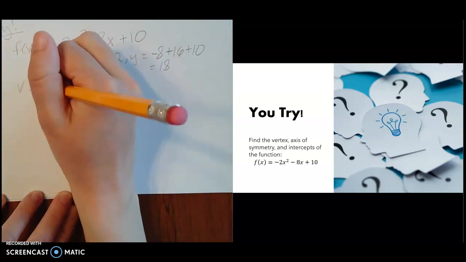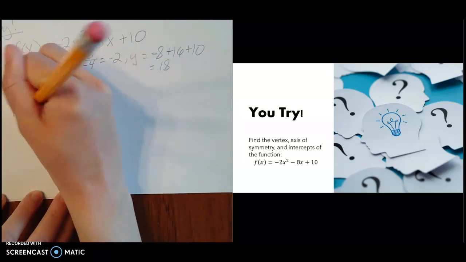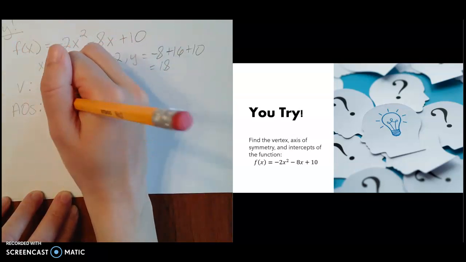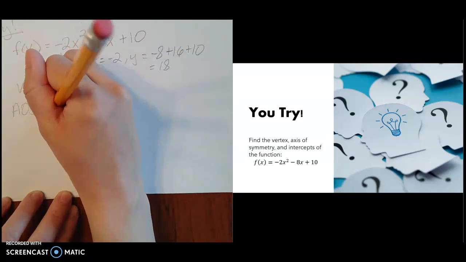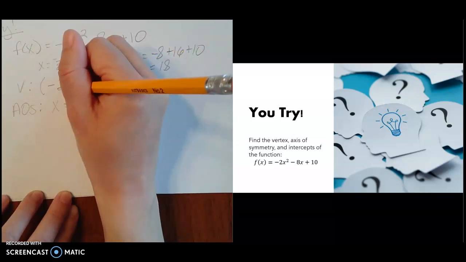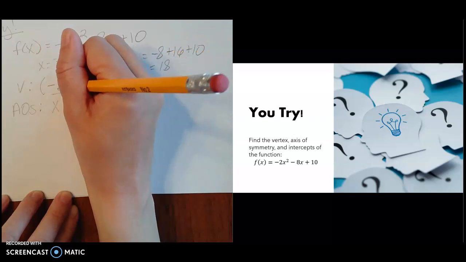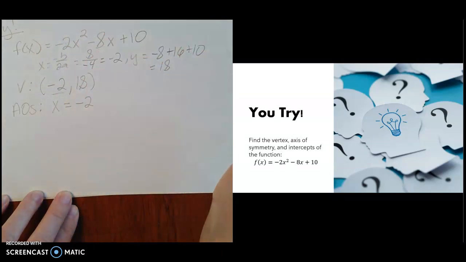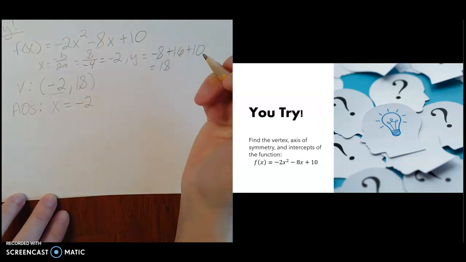All right? After you get the vertex, the axis of symmetry isn't too terrible. It's a vertical line going through the vertex of your parabola. So vertical lines always have that format of x equals a number. So we're going to have x equals, and then the x coordinate for our vertex, so it can actually go through that line, is x equals negative 2. Alrighty, let's go to intercepts.